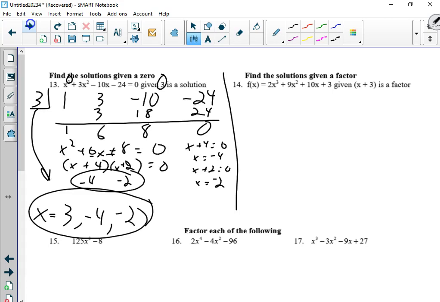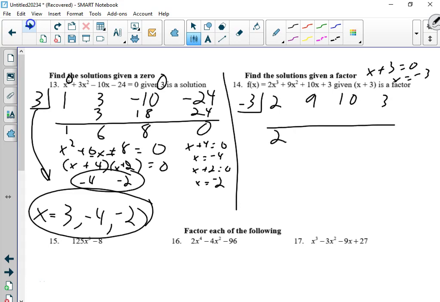Find the solutions given a factor of x plus 3. X plus 3 is equal to 0. Therefore, x is negative 3. That's my number in the box. I have a cubed term. I have a squared term. I have a linear term, x to the 1, and I have a constant. I'm good to go. Drop that 2. Multiply by negative 3. Add.